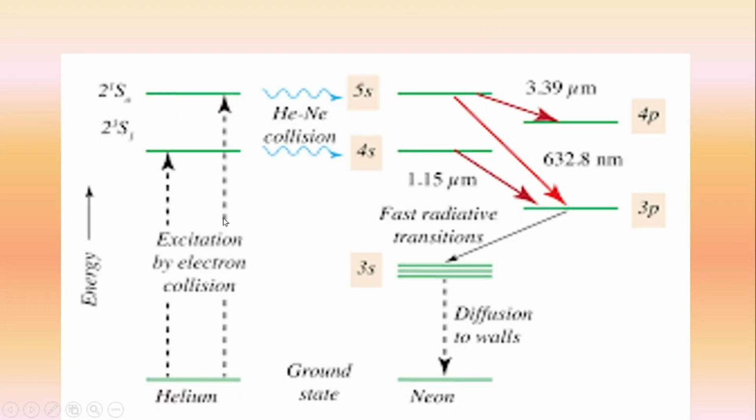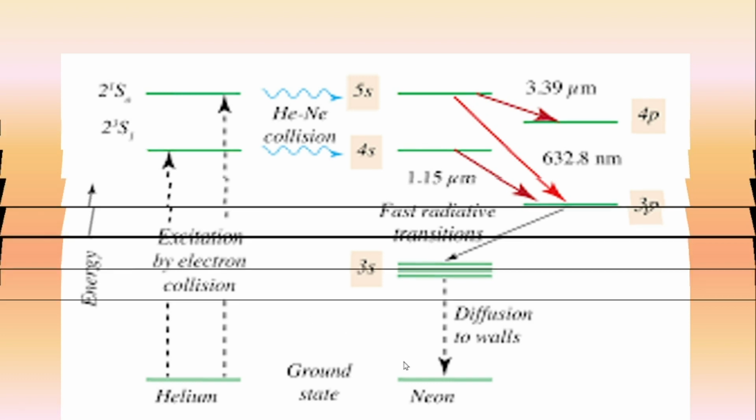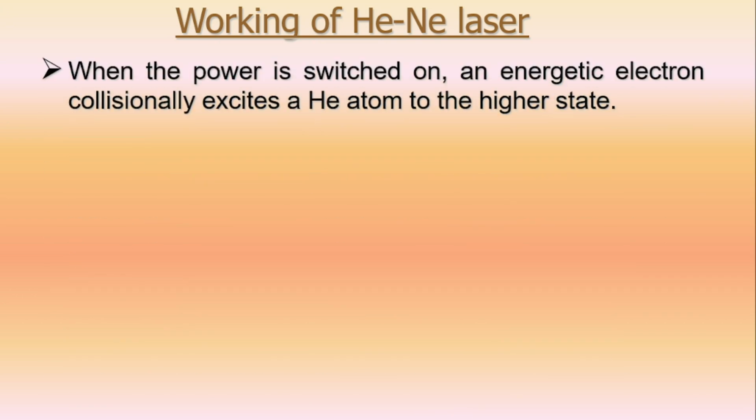And this is the energy level diagram of gas helium and neon. This is the energy level diagram of helium, and this is the energy level diagram of neon. And laser beam is achieved due to neon. And here helium is used to excite the neon atom. Now let us see the working part of helium neon laser.